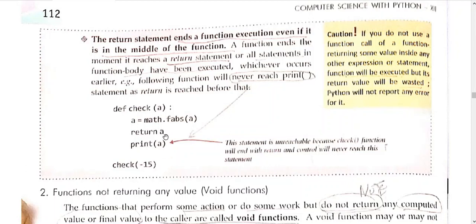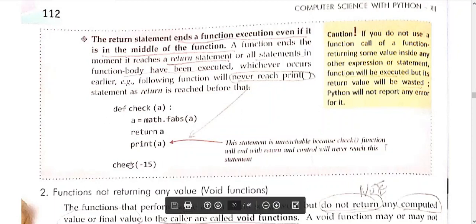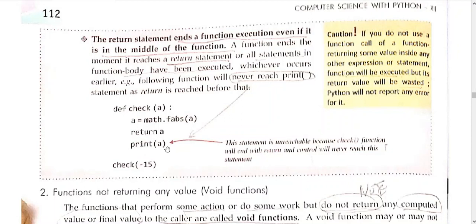So as it has encountered return, this value of a will be returned to this function here. This print a will not be reached and it will not be executed at all. So if you want that this type of problem should not be there, then use this return statement at the last, not in the middle of the function. If you are writing it in the middle of the function, then the rest of the statements will not get executed. So you must keep this thing in mind.